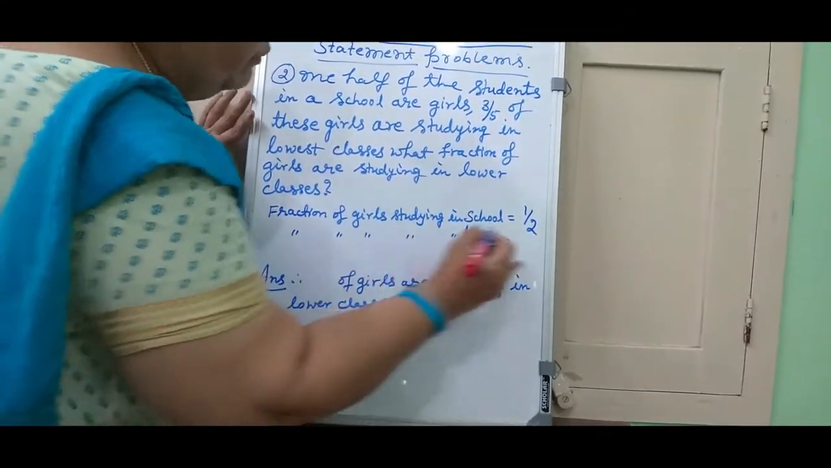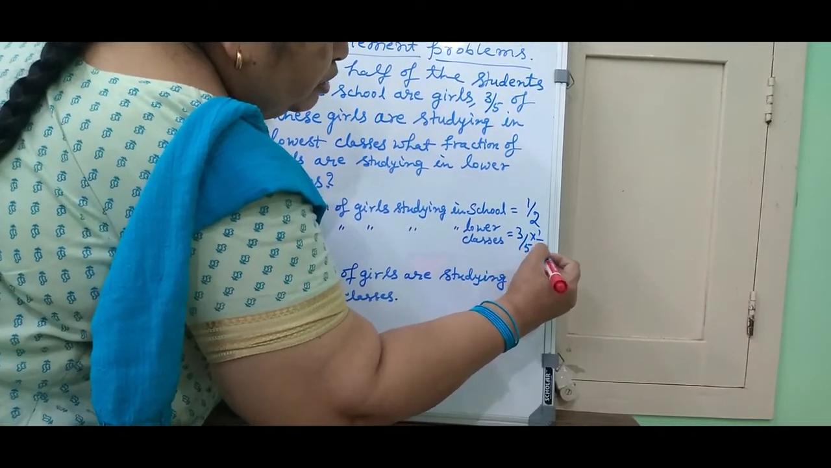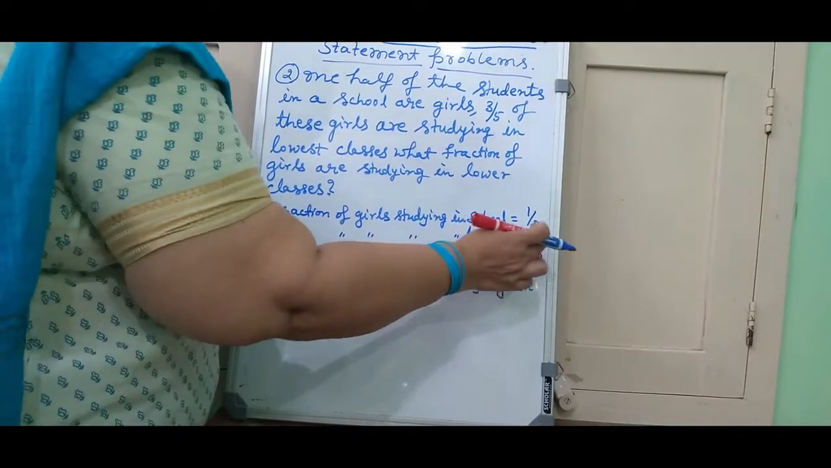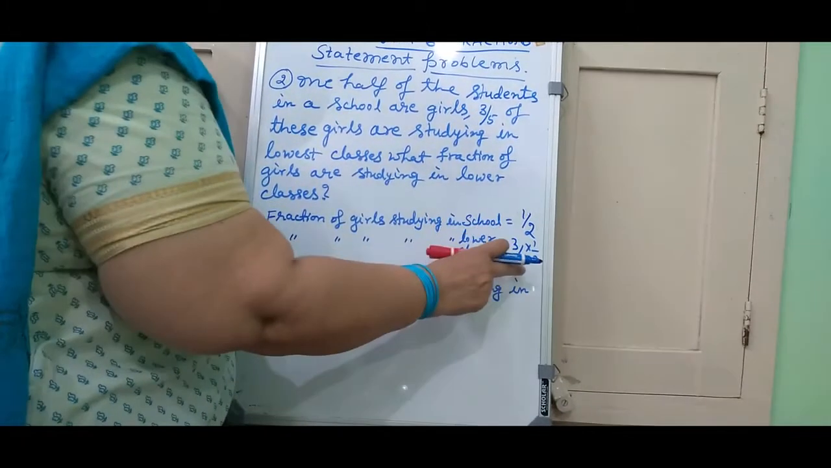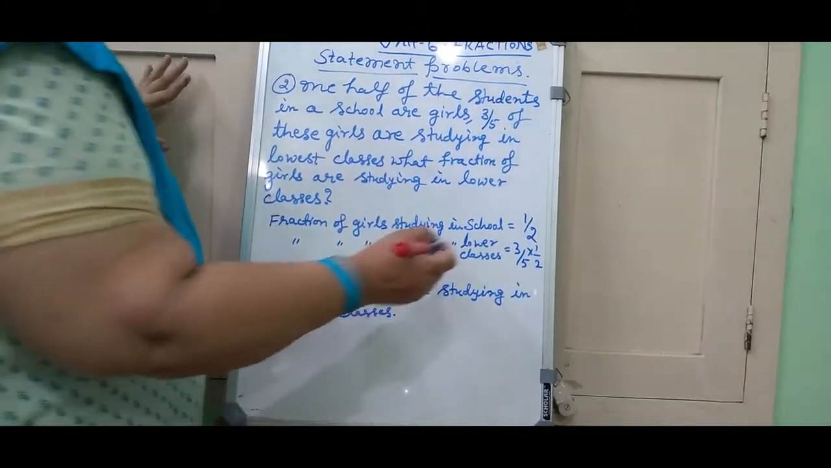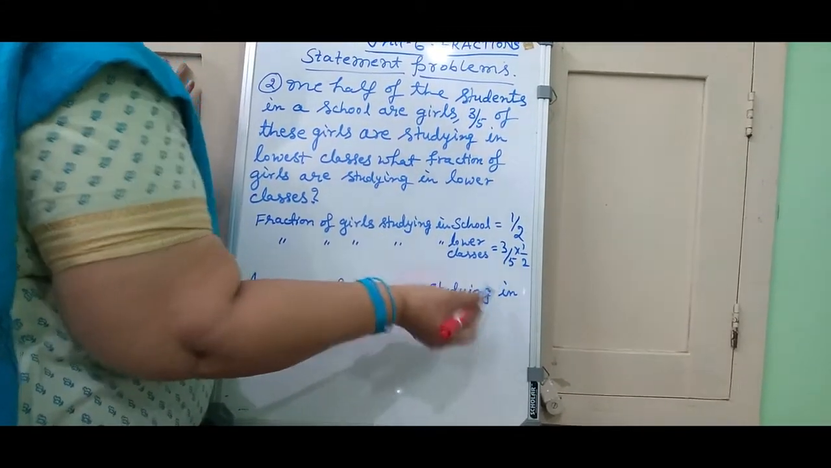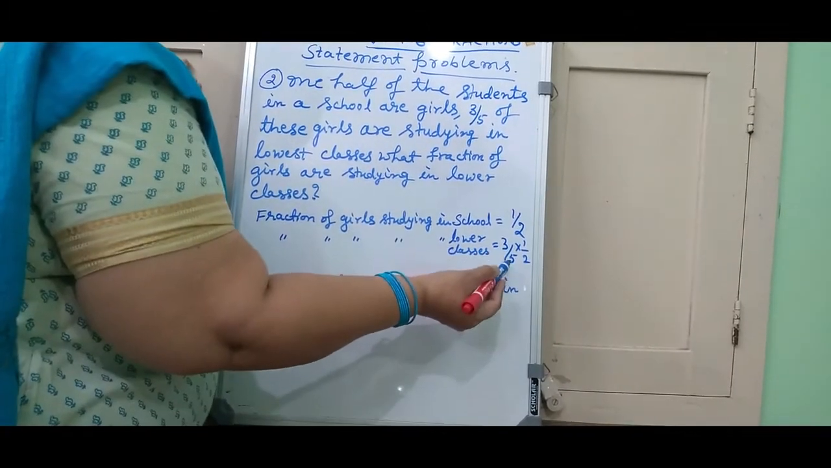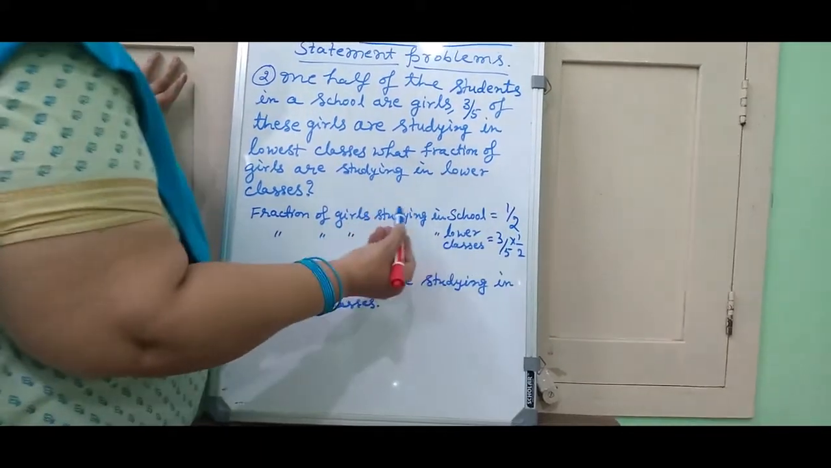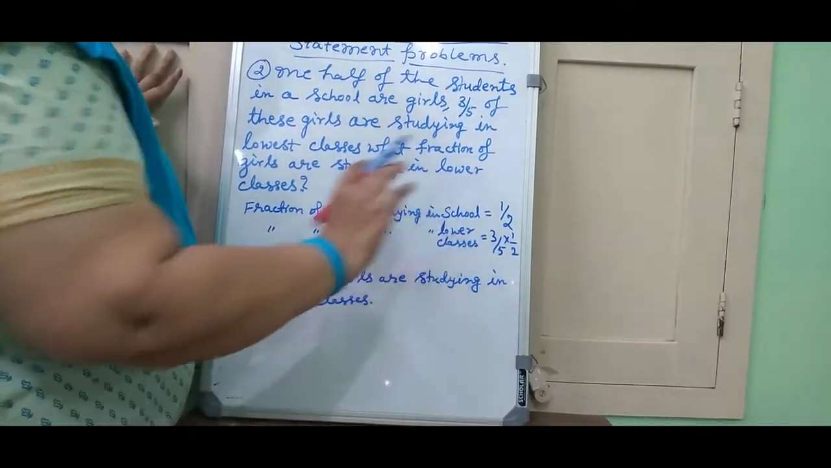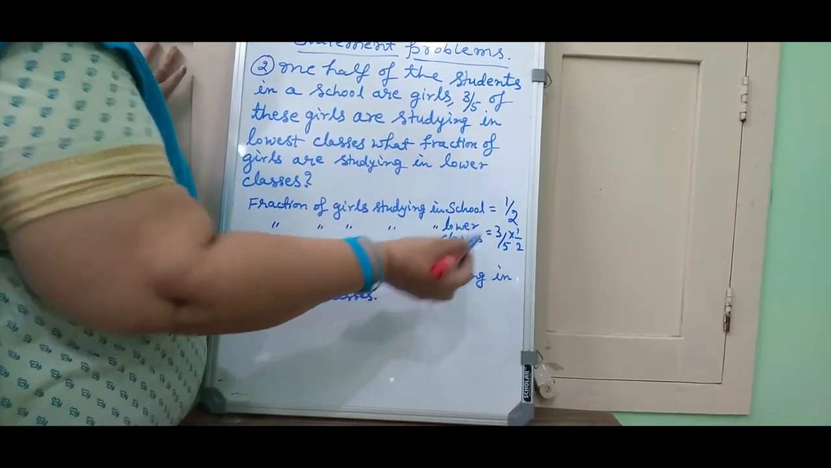3 by 5 of, see, 3 by 5 of this half. 3 by 5 of half. 3 by 5 into half. We will consider that of means multiplication. 3 by 5 into half. So here you can consider this 3 by 5 into half. Please see whether you can simplify the numbers. No, we cannot simplify. 2 is a different number, 3 is a different number, 5 is a different one and 1 is a different one. There is no common number which can be cancelled. So we will follow here the multiplication rules.